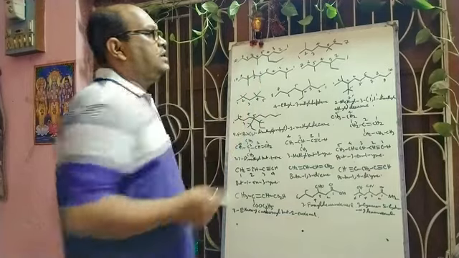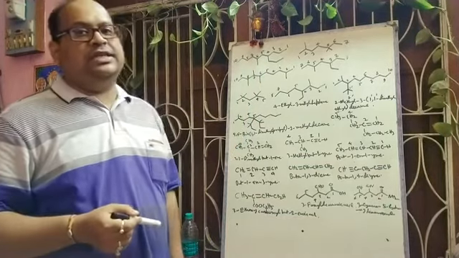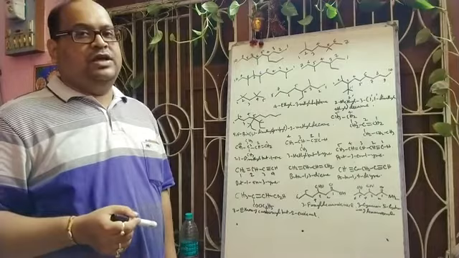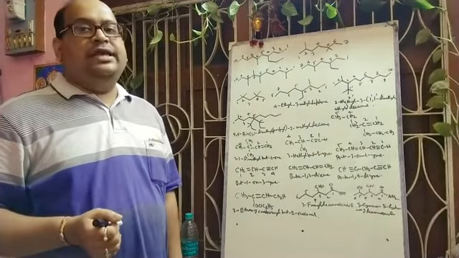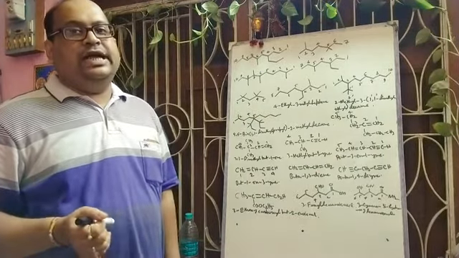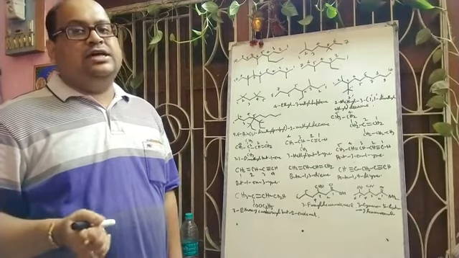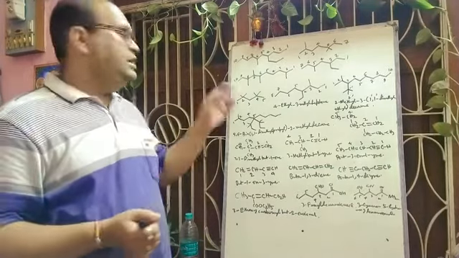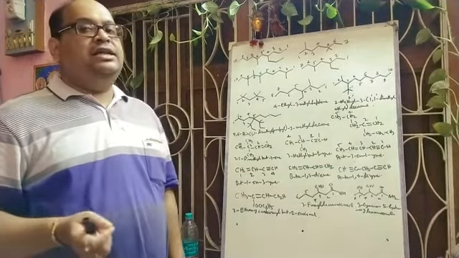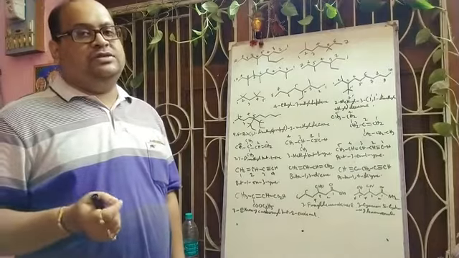This will be the longest carbon chain. In this way we have to select the longest carbon chain. Then numbering is done from the end that is nearest to the substituent. Already we have done. Next one is the first point of difference rule.